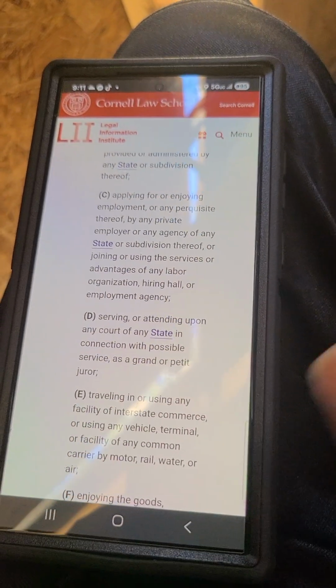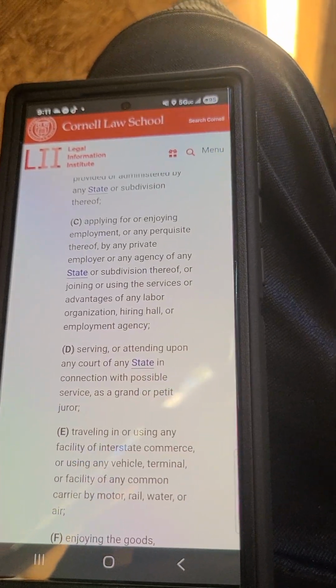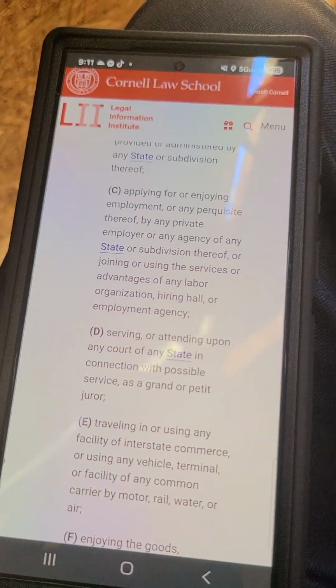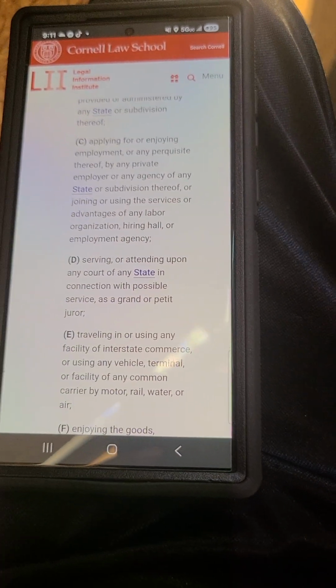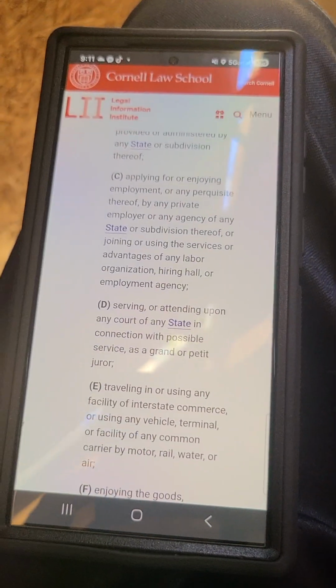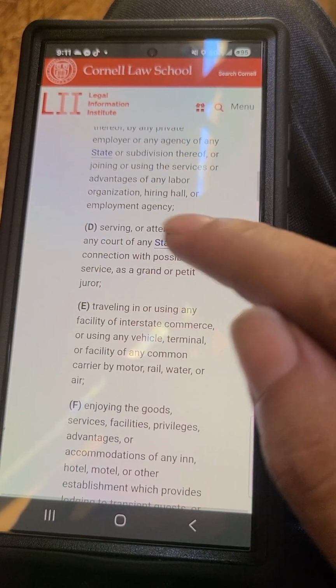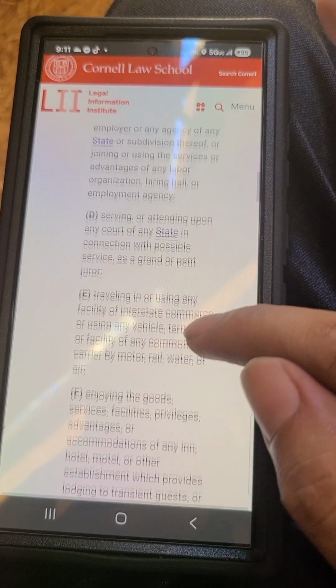They stole my info, sold it, right? All that jazz. I would not have given them any of my info had I known. We also would not be shopping at the place had I known, right? So again, they just constantly violate your rights, don't let you know, and that's why we're making the video now. Okay, so serving or attending upon any court. So again, jury duty, this doesn't count for us right now.